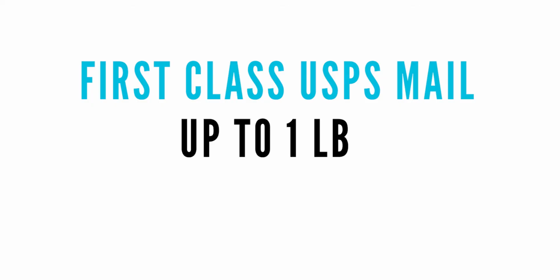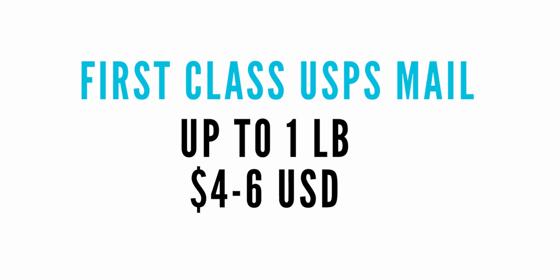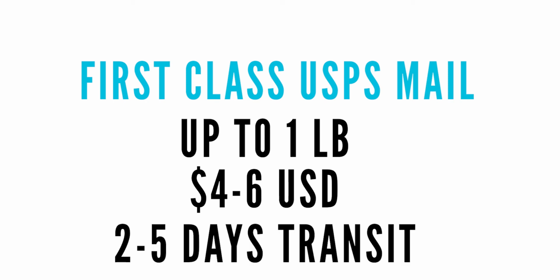First class mail, items up to a pound. It costs you $4 to $6 and it takes 2 to 5 days for the item to arrive to the customer. Priority mail, you can ship lighter than a pound, but if it's heavier than a pound, you have to use priority mail.